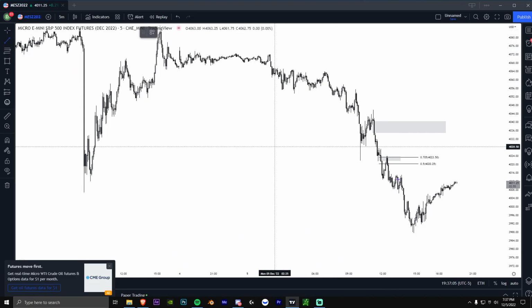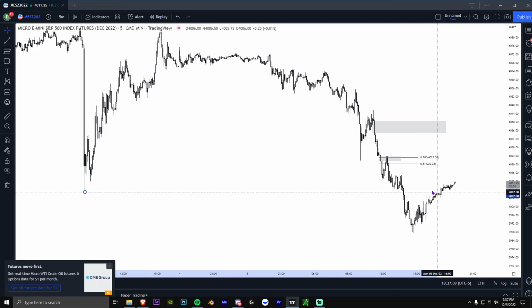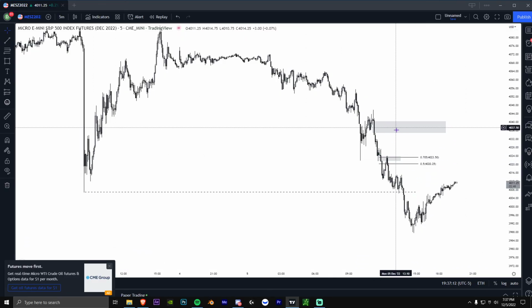Also, if you look at this example, we never even hit sell side yet, but we're very close. So that's another reason why I would have taken this instead of waiting for this.